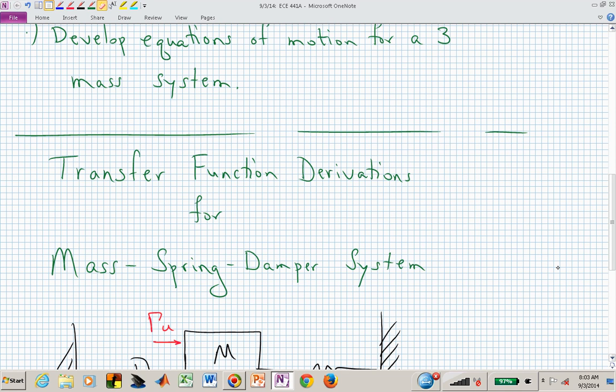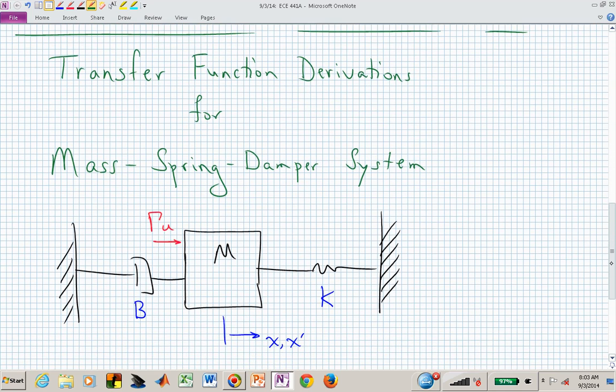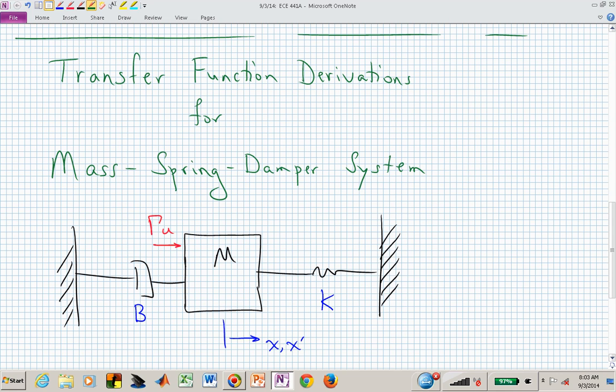What we want to do then is develop a transfer function starting from many different starting locations or different representations based on this same mass spring damper system, and I've simply given it to you here so that you feel warm and fuzzy starting the discussion. This should start to feel very comfortable to you.